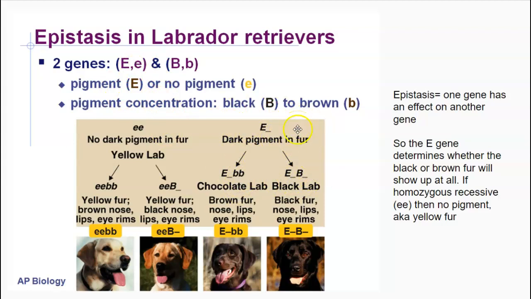That's the first thing. And then there's another gene that's the pigment concentration. All right. So if you have pigment, but a little concentration, that's going to lead to chocolate lab. If you have pigment, but a lot of concentration, that's going to lead to a black lab. Kind of cool. No pigment always means yellow lab, regardless. If you have no pigment and a little concentration, the nose and eyes and lips are going to be brown. Fur is going to be yellow. If you have no pigment and a high concentration, then your fur is still going to be yellow. But instead of being brown around the nose, lips, and eyes, it's going to be black.